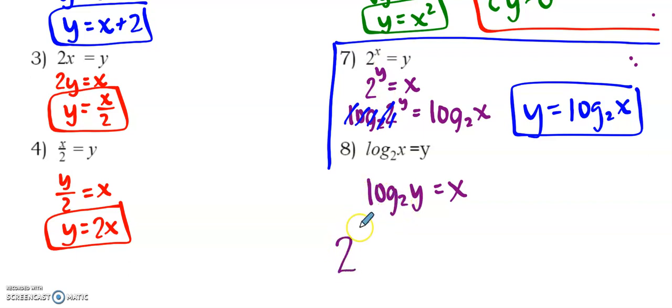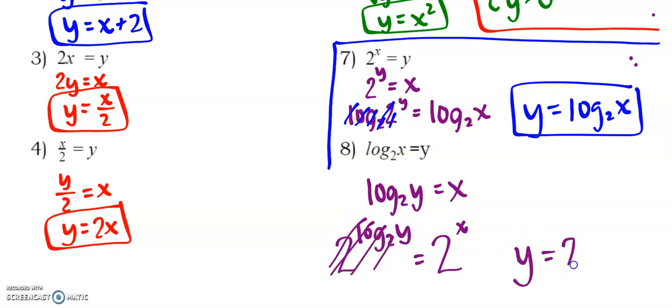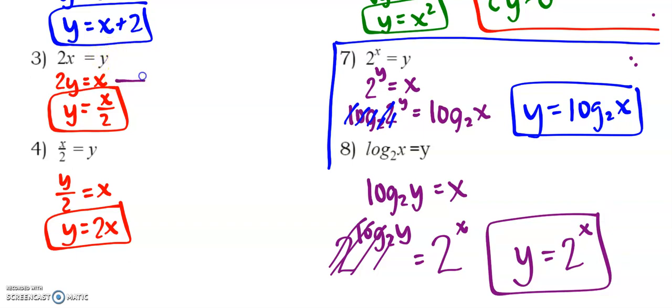So I'm going to use exponents to do that, because an exponent is the inverse of a logarithm. So I'm using a 2 so that my 2 and log base 2 will cancel out, and I'm left with y equals 2 to the x as my inverse. Okay, so really what you're doing is you're just finding the inverse operation. Just like, for instance, number 3, I did 2y divided by 2 in order to get y by itself. So I'm using the inverse in order to isolate the y.